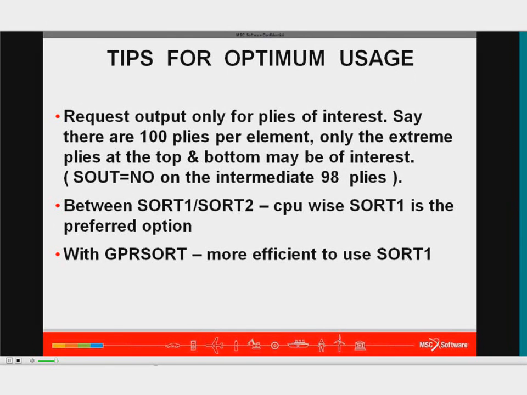Between SORT1 and SORT2, CPU-wise, SORT1 is the preferred option for dynamic composites. This goes against the traditional dynamic analysis where most of the time SORT2 is used. This is again because of the three levels that are involved here. So SORT1 may be the preferred option. Anyway, you need to look at the problem that you are trying to solve and make your own judgment. This is just to point out that you need to look at SORT1 a little bit more carefully in the dynamic composites context. If you're using GPR sort, again for large problems, it may be more efficient to use SORT1. Thank you, that's all I have.